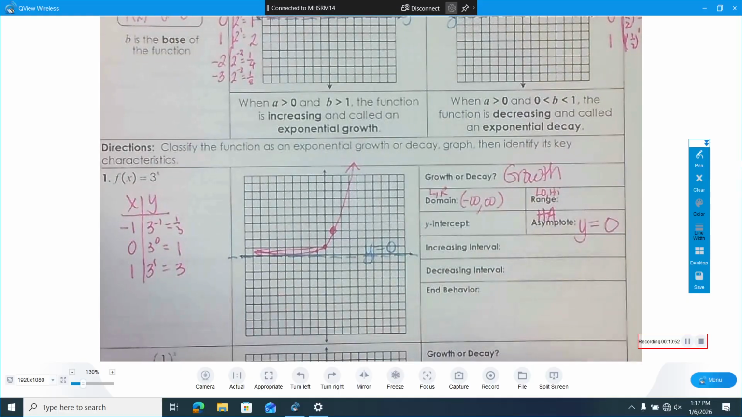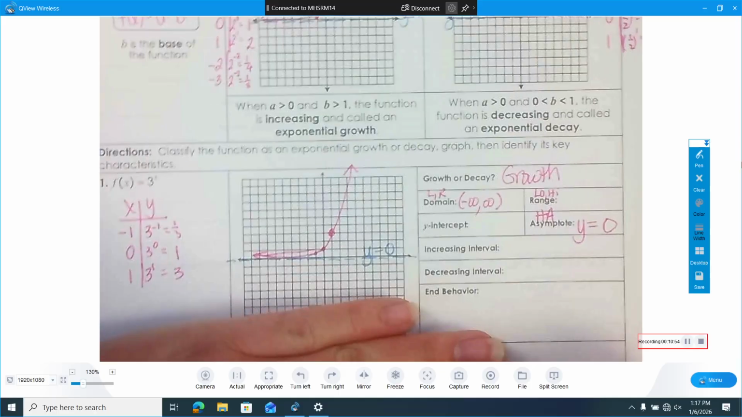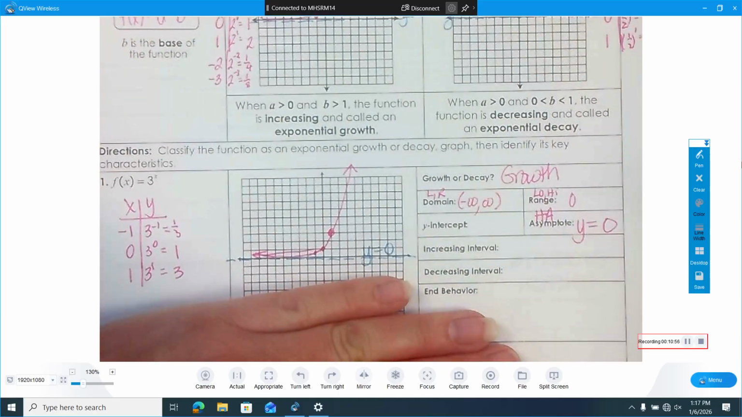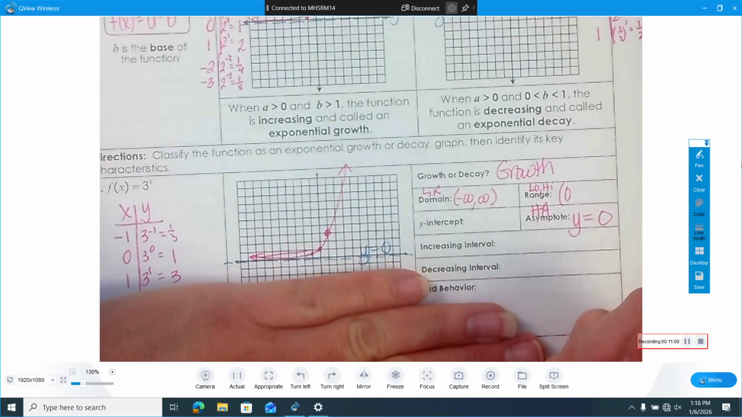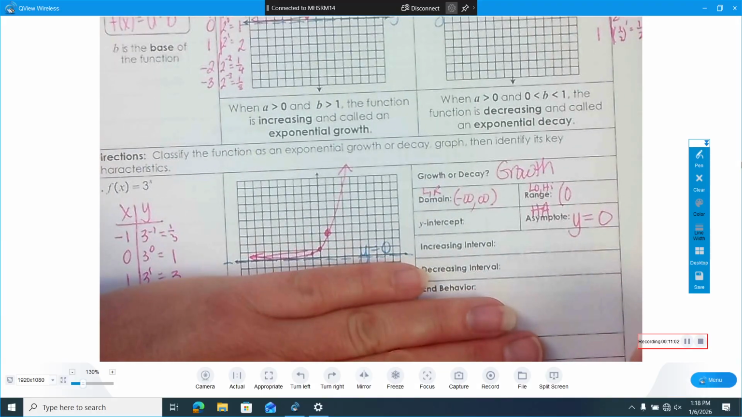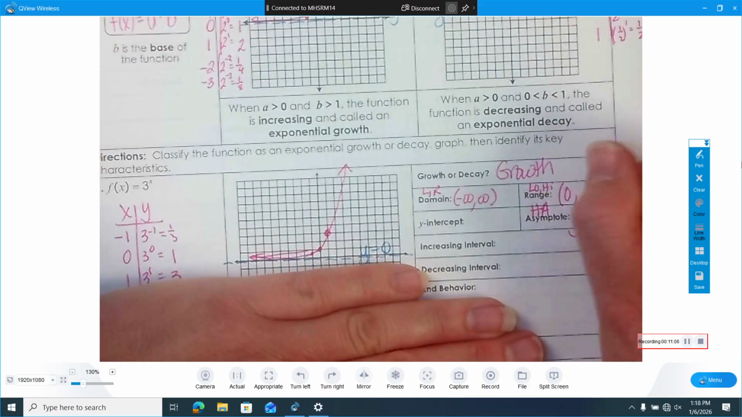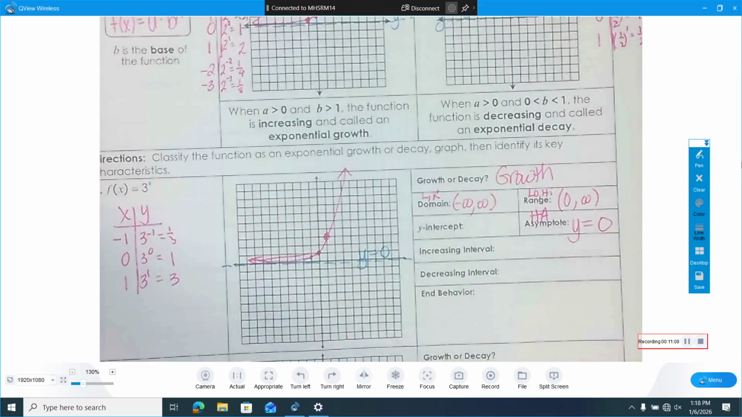Very good. So what's our lowest y value? 0. Included or not included? Not included. So parentheses. So our lowest y value would be 0, but not 0. Not equal to 0. And then what's our highest y value? Infinity. So 0, infinity. Perfect. Beautiful. And those are the things I care about.